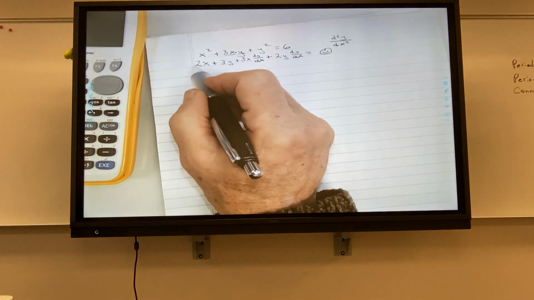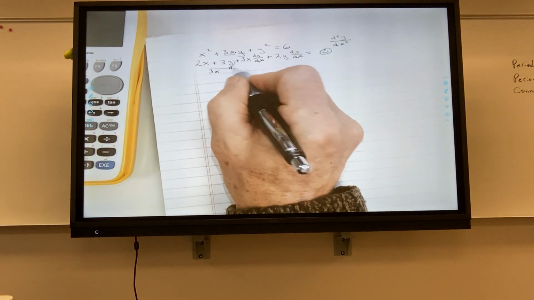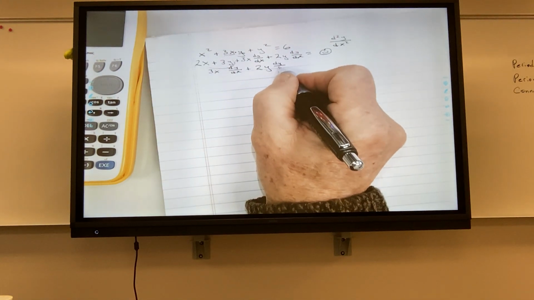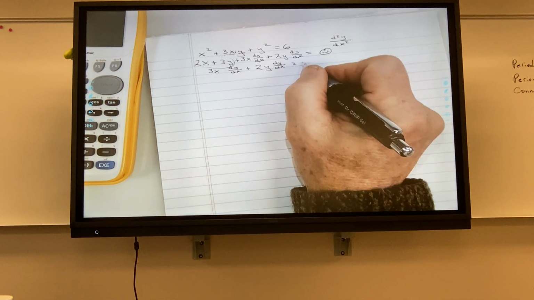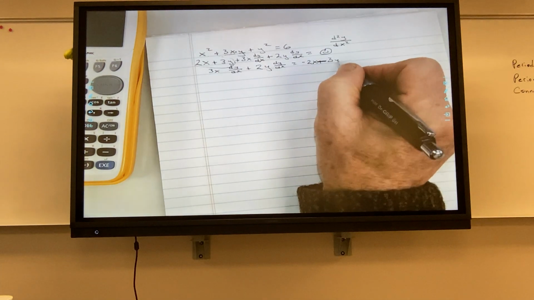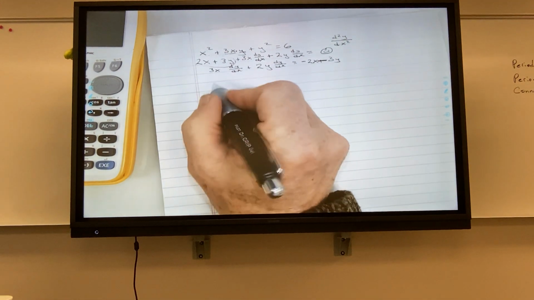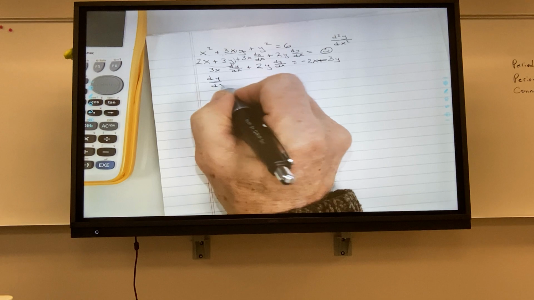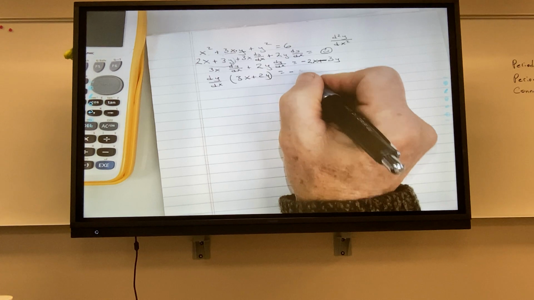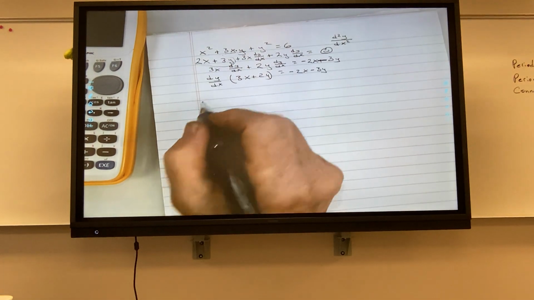What I did, I moved all of this to the other side. Are you okay with that? Mm-hmm. So you get 3x dy dx plus 2y dy dx is equal to negative 2x minus 3y. What are you going to have me do now? Factor out the dy over dx. You get 3x plus 2y is equal to negative 2x minus 3y. Would you agree with that? Yep. Divide by 3x plus 2y.